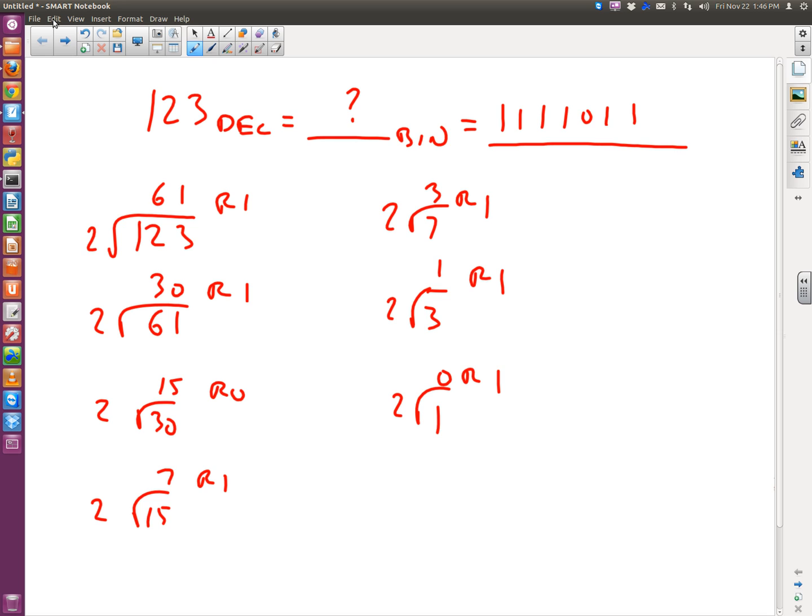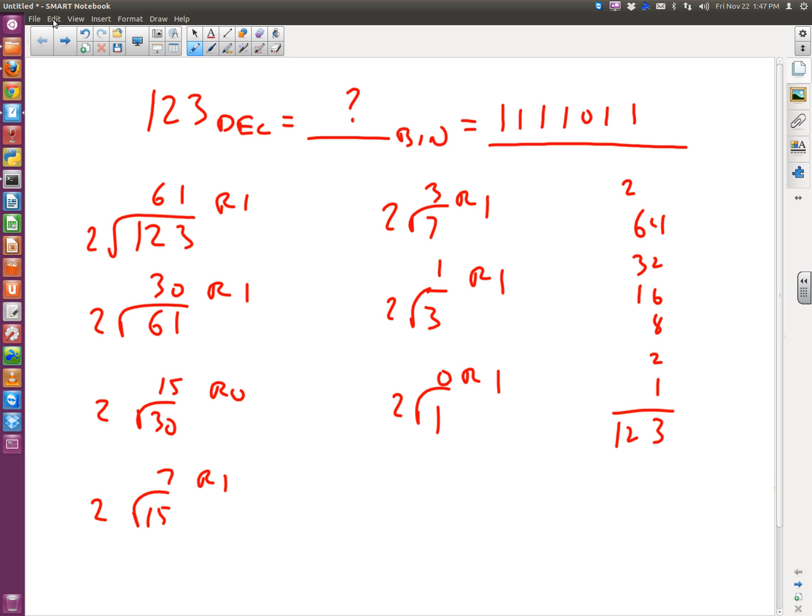So is that right? Let's see. A 1 in the 1's place, a 1 in the 2's, no 4's, an 8, a 16, a 32, and a 64. So if we add up 64, a 32, a 16, an 8, a 2, and a 1, you get 123. Yeah, that's right, check. There you go. So that's the algorithm for converting from decimal to another base.